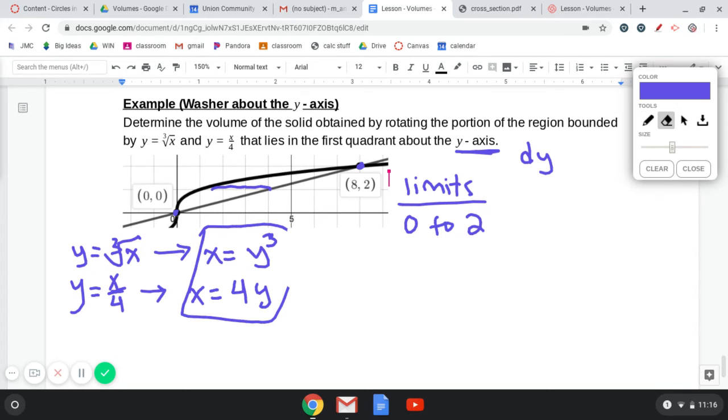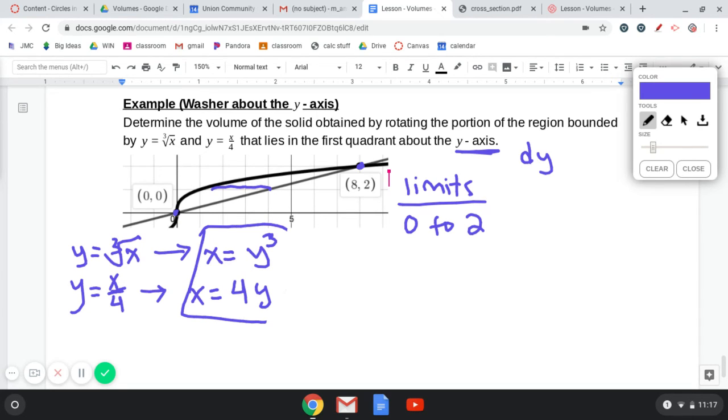And lastly, we need to figure out which of these functions is the outer radius and which one is the inner radius. So if you can picture this, as you rotate this around the y-axis, it's honestly, I'm going to be honest with you, one of the hardest parts for me in calculus is visualizing these rotations. So if you're like me, this is hard for you.